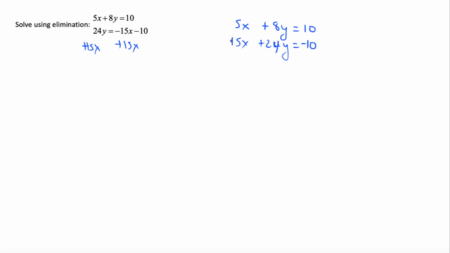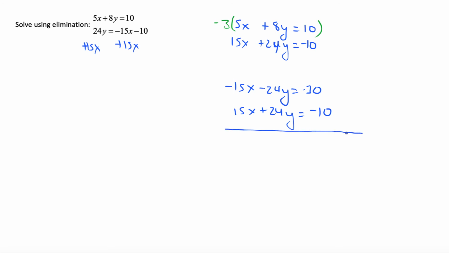So I noticed that, okay, if this is a positive 15x, right, the idea is, wait a minute, if this is a negative 15, I can add these together and eliminate the x, right? So because I already have a 15 here, I'm going to multiply the top equation by negative 3. Okay? So notice I end up with negative 15x minus 24y equals negative 30. And the bottom equation, I don't need to change or adjust anything. So now I can add these together.